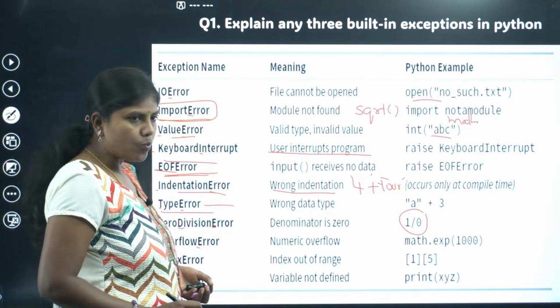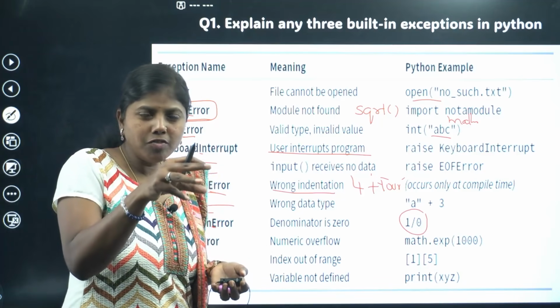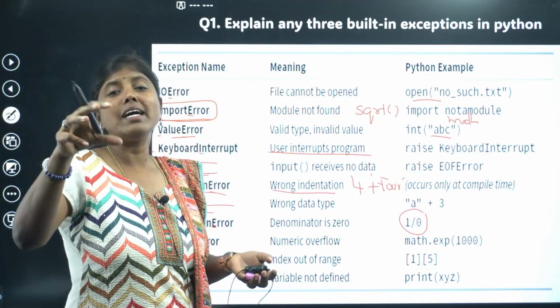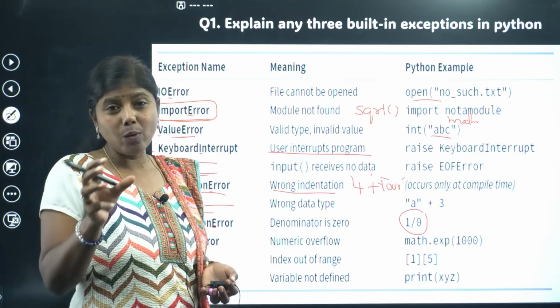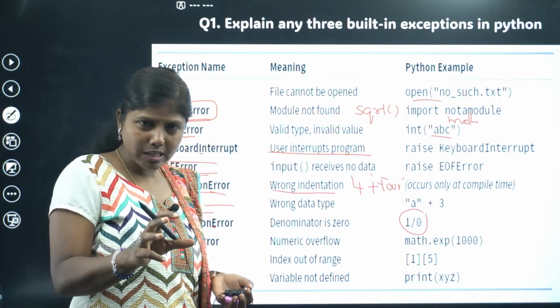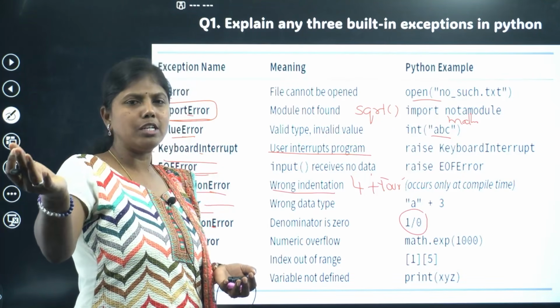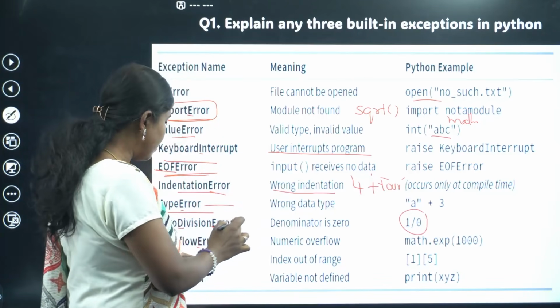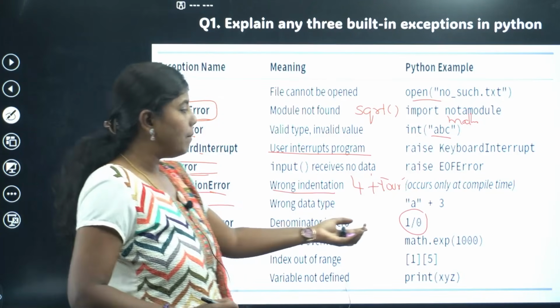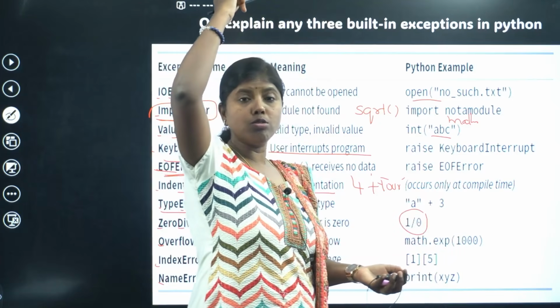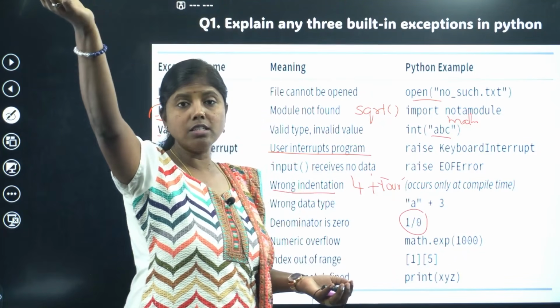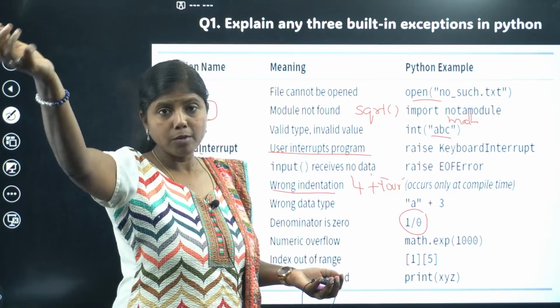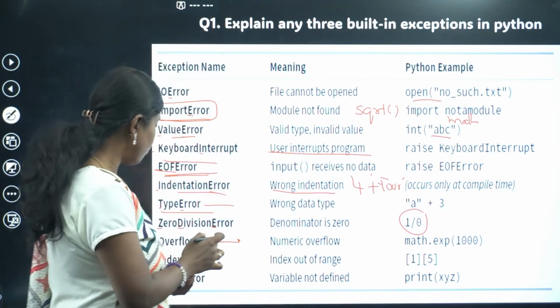Overflow is what? For example, the value of the variable has crossed the maximum limitation of that particular variable. It has reached its maximum value, so it's going to give an error called overflow error. For example, math.exp of 1000. There are certain limitations for it to display, so that will give an overflow error.